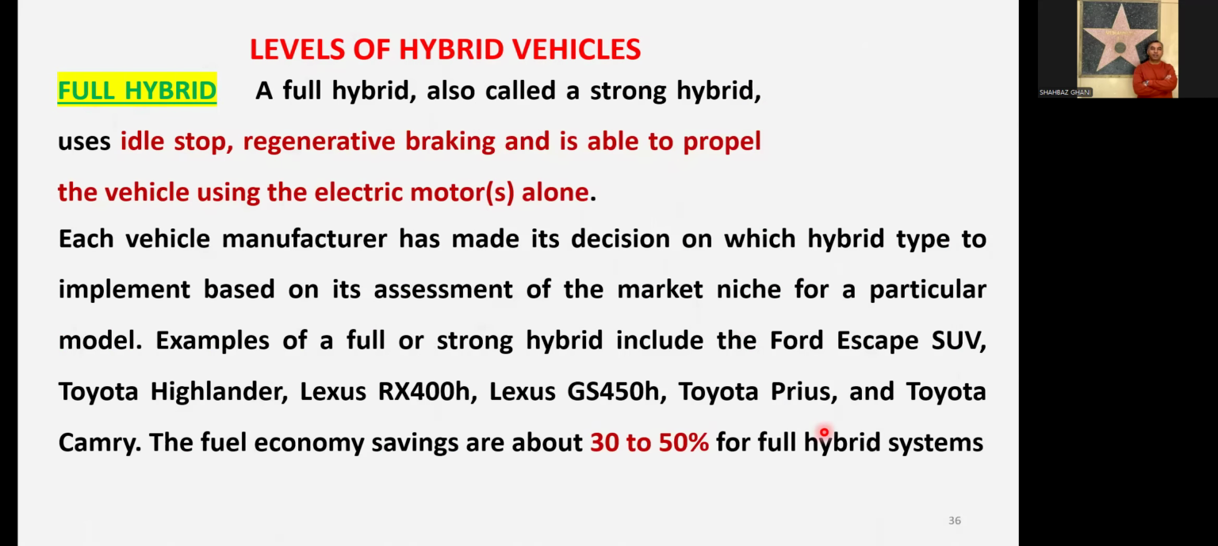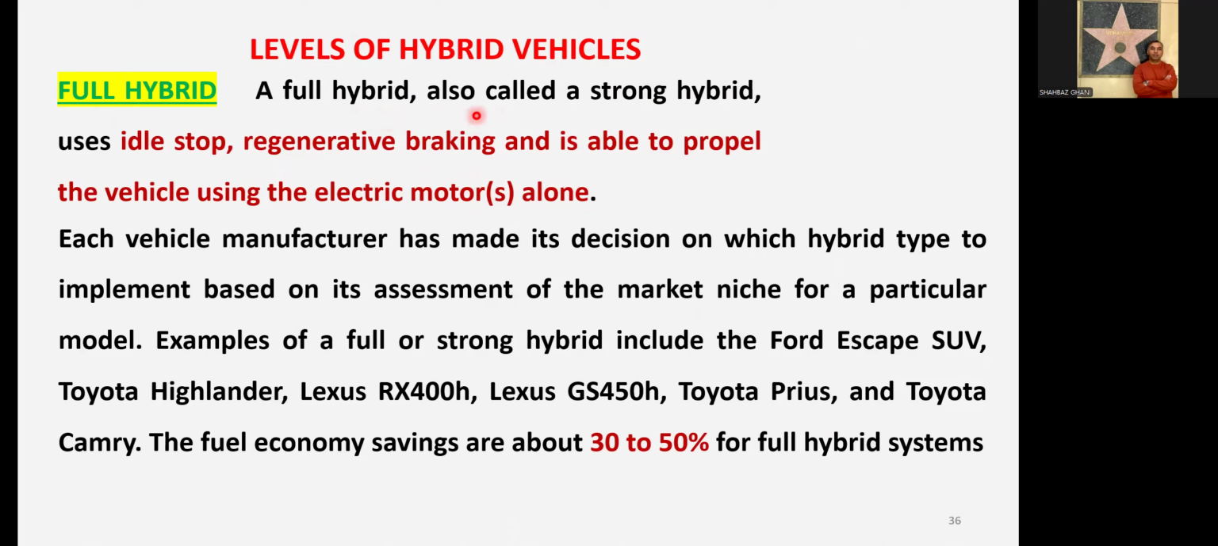Now, the next level of hybrid vehicles is the full hybrid vehicle. A full hybrid, also called a strong hybrid, uses idle stop, regenerative braking, and is able to propel the vehicle using the electric motors alone. So in this level of hybrid, it can propel the vehicle alone with the help of electric motors.